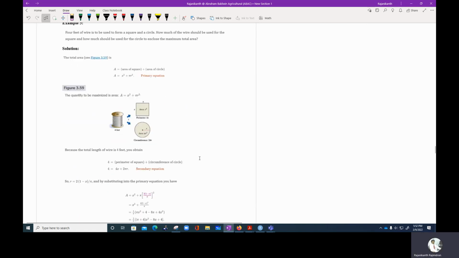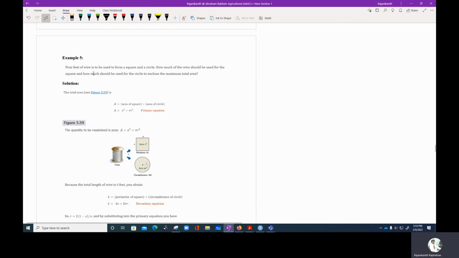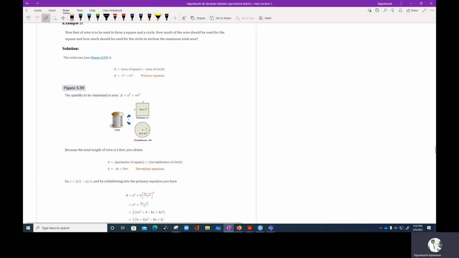So example 5, how about this problem? 4 feet of wire is to be used to form a square and a circle. How much of the wire should be used for the square and how much should be used for the circle to enclose the maximum total area? So the picture is given here. You are given 4 feet length of wire, right? So you are going to make 2 different shapes, one is a square, another one is a circle. So we don't know the dimensions of those 2 shapes. That's the question, right?